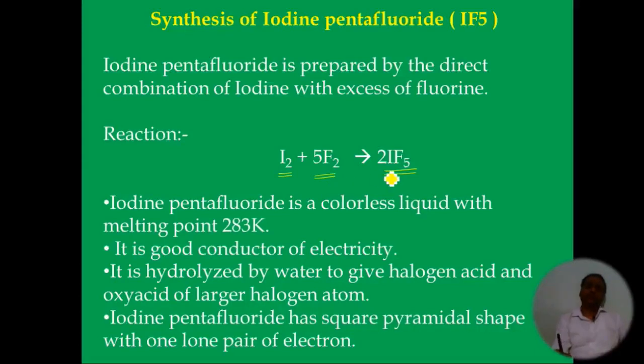All interhalogen compound reactions are very simple to understand, so you don't have to worry. Just remember, whatever amount of fluorine is in the compound, you take that much fluorine. If you want to make IF5, take 5 times fluorine and mix it with the iodine. Then you will get whatever interhalogen compound you want.